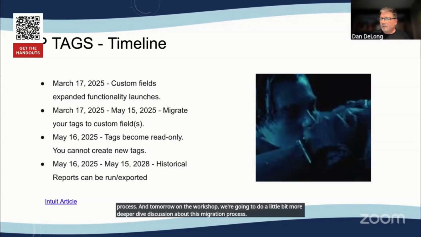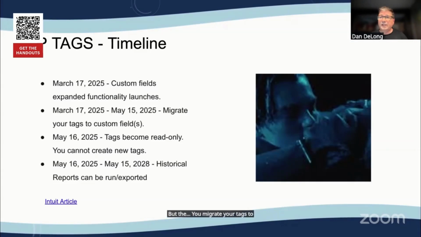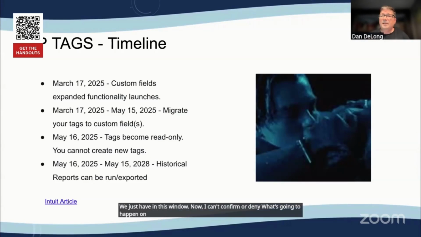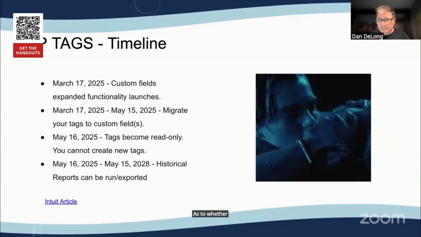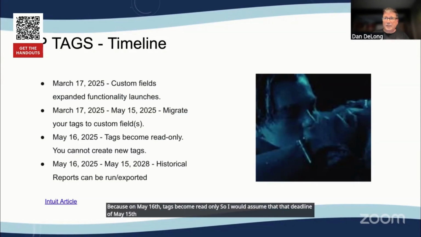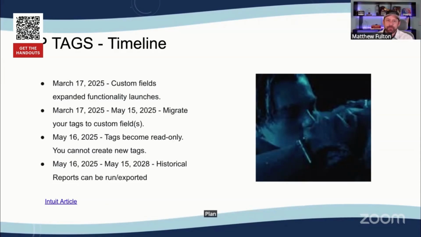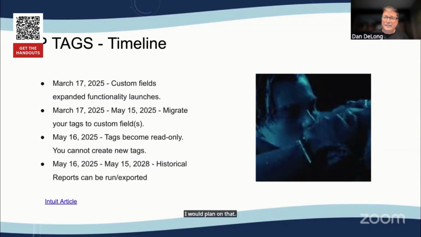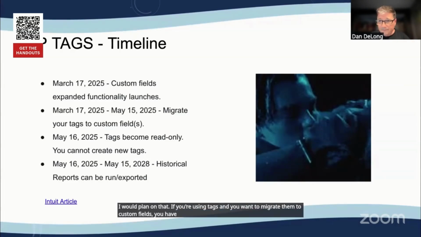But you migrate your tags to custom fields. We just have it in this window. Now, I can't confirm or deny what's going to happen on May 16th as to whether or not you can migrate them or not, because on May 16th, tags become read-only. So I would assume that deadline of May 15th to migrate your tags to custom fields is a hard stop. I plan on it. I would plan on that. So if you're using tags and you want to migrate them to custom fields, you have one month now to do that.